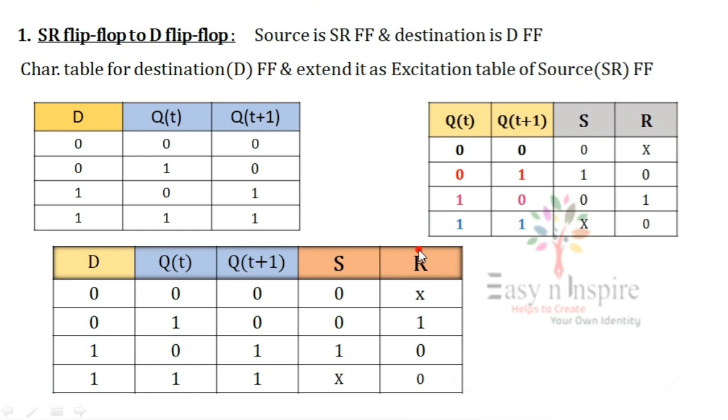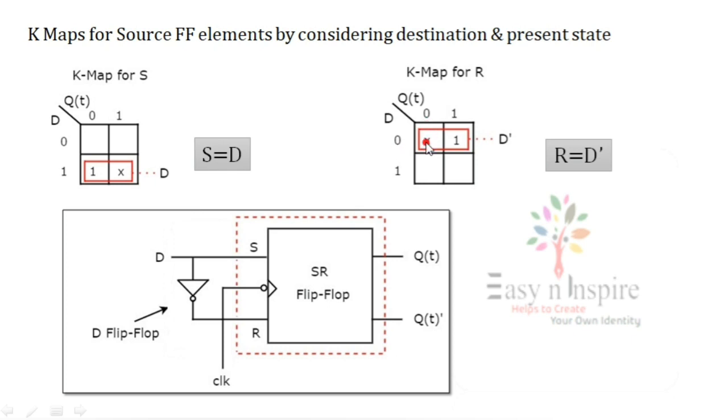Similarly, draw the K map for R. 0, 0 is X, 0, 1 is 1. So this is nothing but D bar. So S is equal to D, R is equal to D bar.